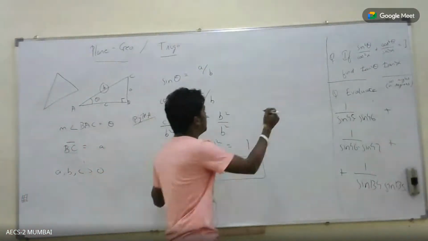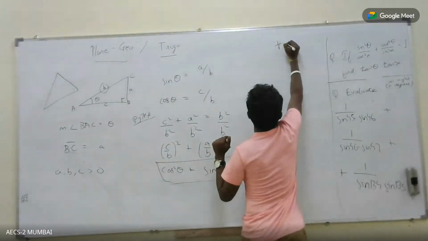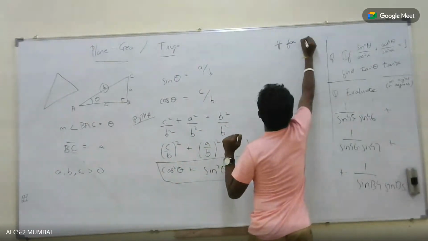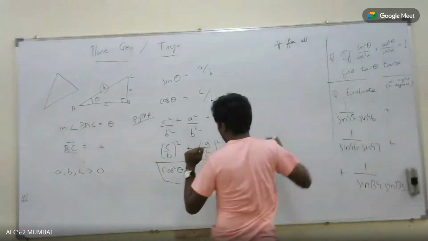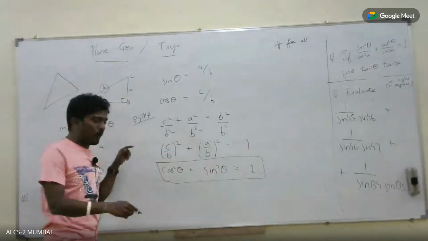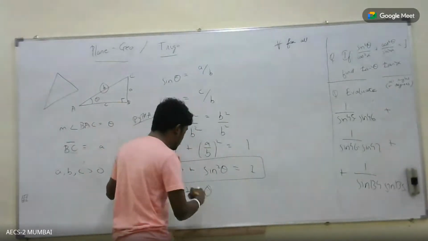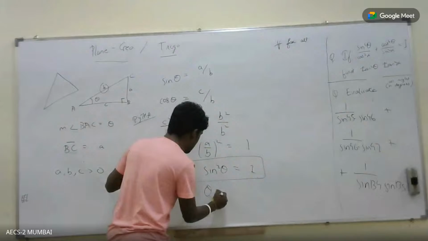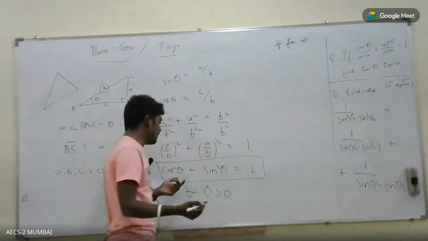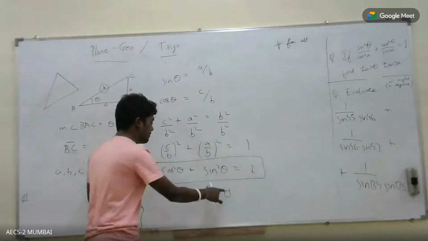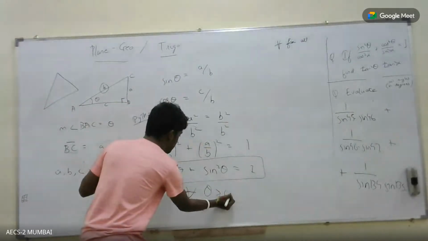So in mathematics we write this symbol which implies for all. So when I write cos square theta plus sin square theta is equal to 1 for all theta that are angles, I can say for all theta greater than or equal to 0, right? They can be in degrees or radians.